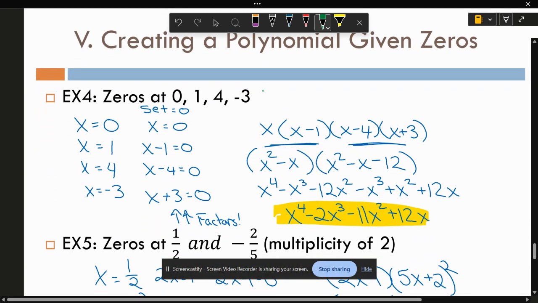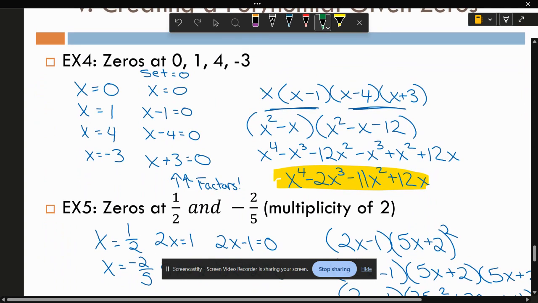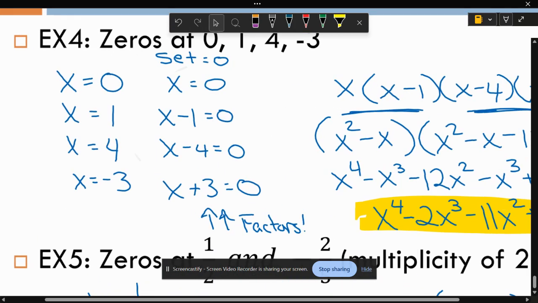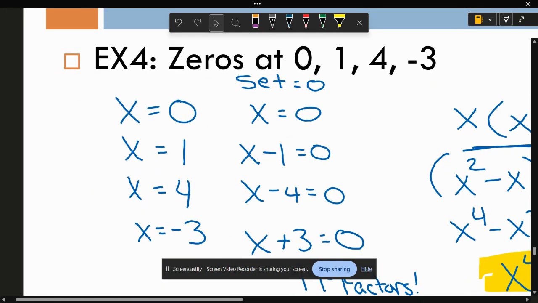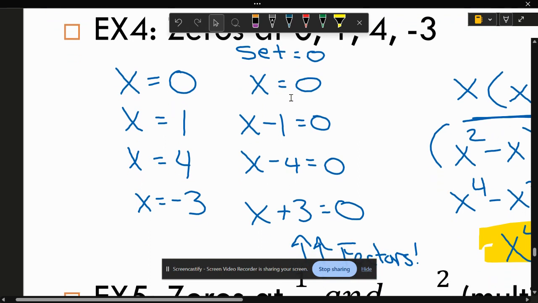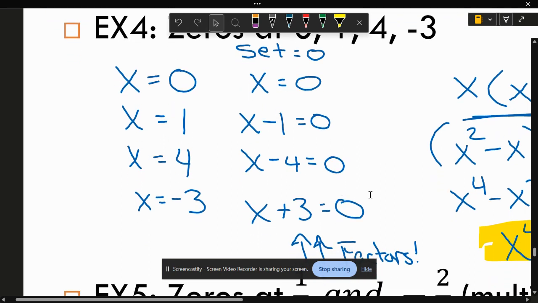All right, so last thing that we're going to talk about here is creating zeros. So whenever you do this, you actually want to work backwards. If you take a look at what I'm going to show you here. So we've got zeros at 0, 1, 4, and negative 3. We're going to work backwards. So we're going to set each of those individual numbers equal to 0. And then we're going to move everything over to the opposite side. So you have all the numbers with the x combined. These are what we call your factors. So take a look and see how those factors were created.